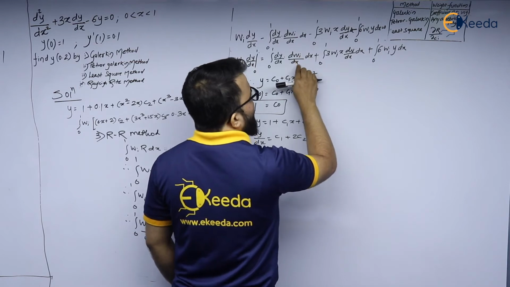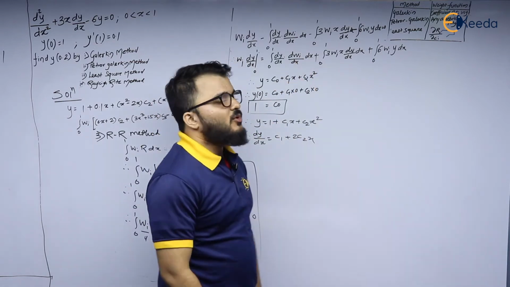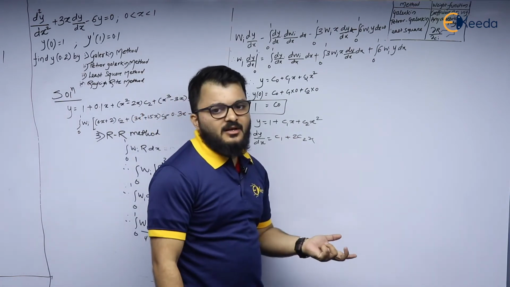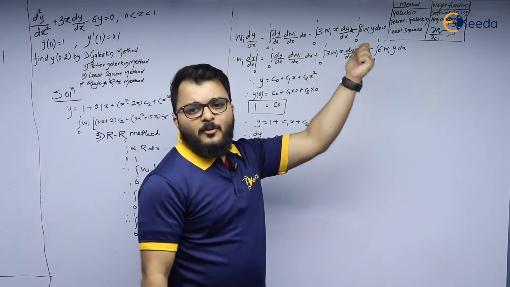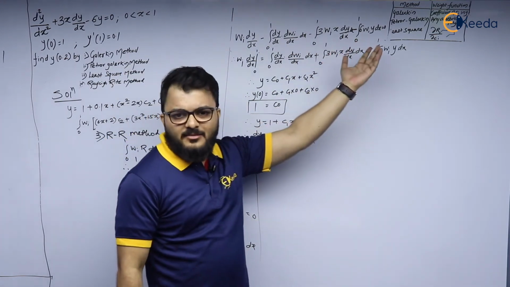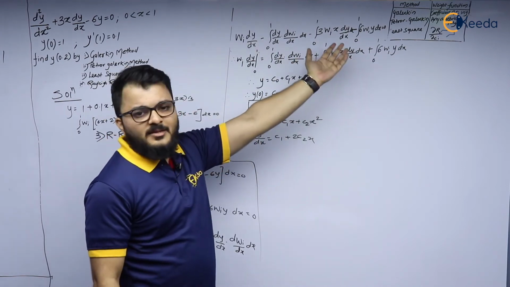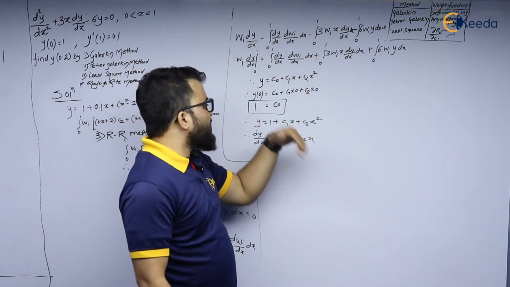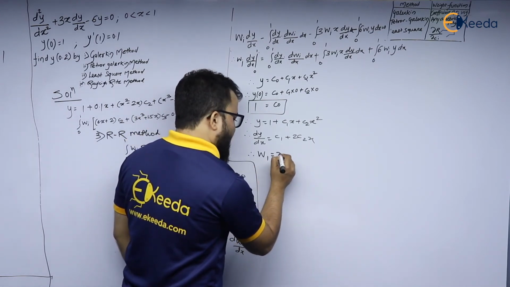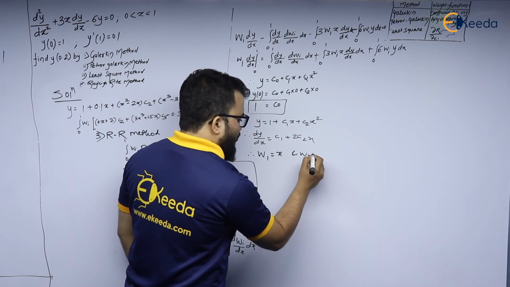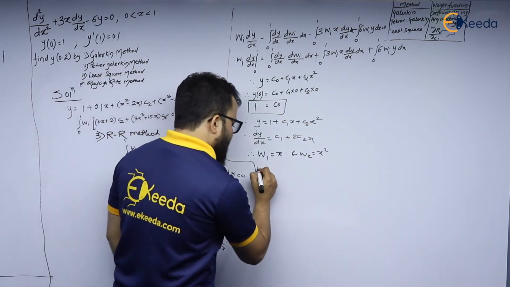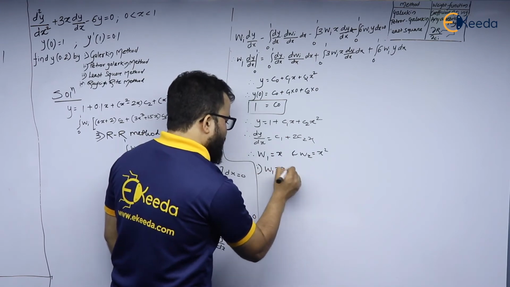But I see that the wi is missing. So what is wi? wi is nothing but the weight function, and for Rayleigh's method, the weight function is any algebraic polynomial, the same as in the Petrov-Galerkin method. Whatever we consider in the Petrov-Galerkin method, the same will be assumed in Rayleigh's method. So I will consider W1 is x and W2 is x square. Let us first solve for W1 equals x.